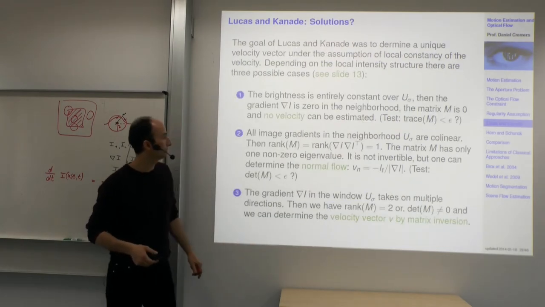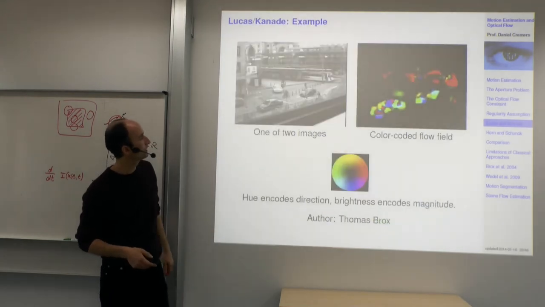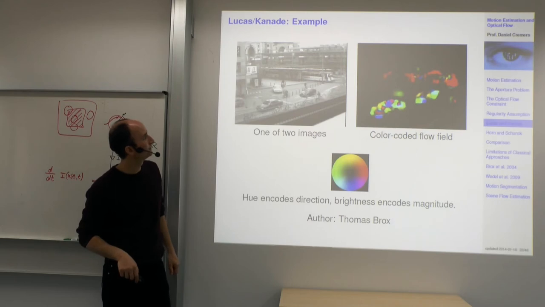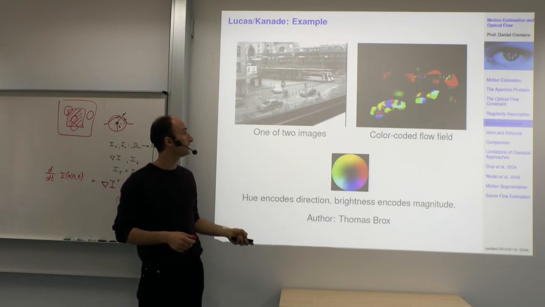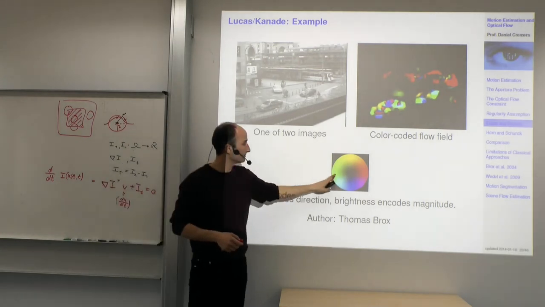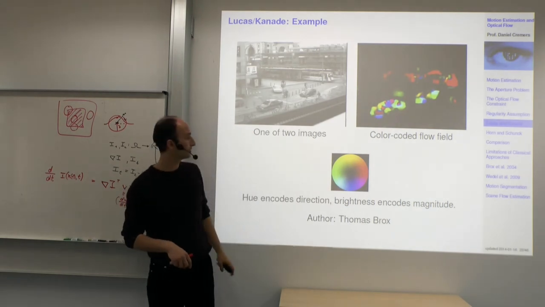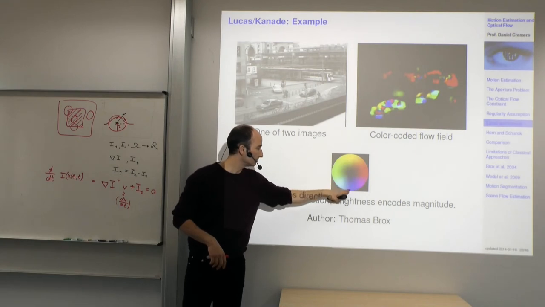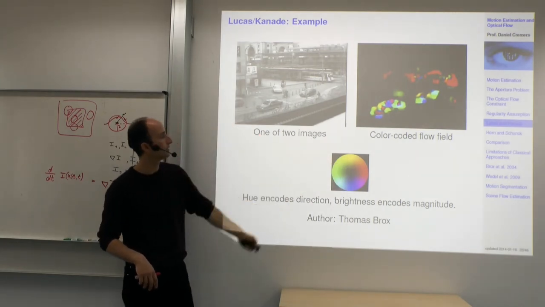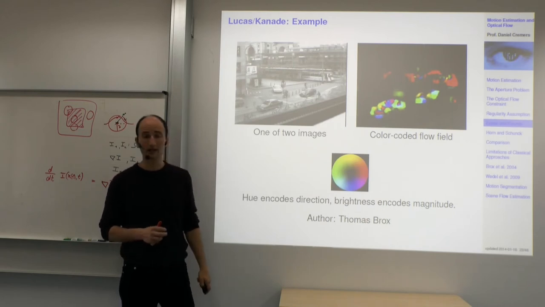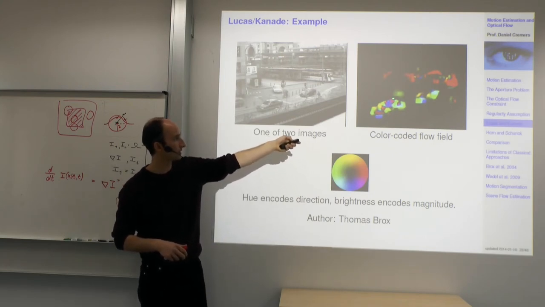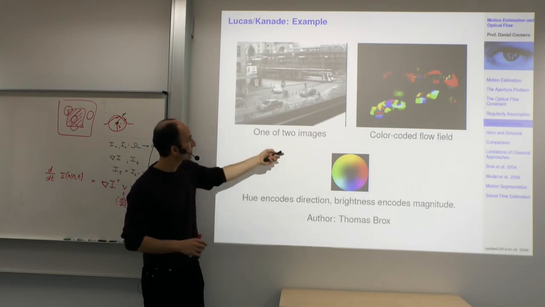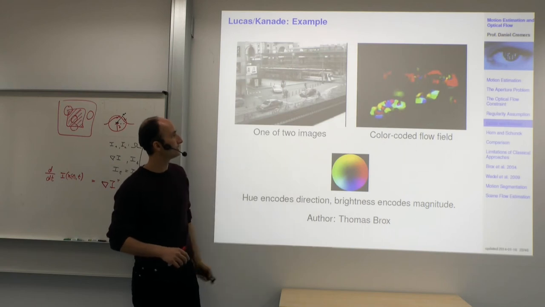Here's the equation. And so in case 3, you get a velocity estimate, and this is what you see here. I should actually explain that a little bit. I think we've already seen examples of this. This is a color-coded flow field where the colors encode the direction of motion on that circle. So green is moving left, purple or blue is moving down, yellow is moving up, red is right. And the brightness encodes the magnitude. And so you see that by and large, if you at least take the average color, you would say, okay, it's predominantly green here. So clearly that structure seems to be moving to the left.